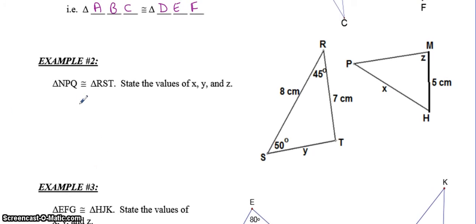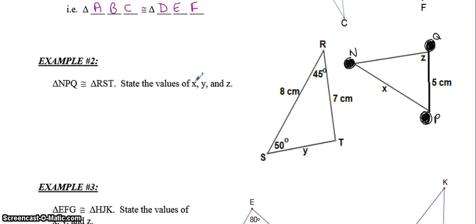Next example, and I'm sorry, you're just going to have to make a little bit of a correction because we have a mistake. So this vertex, instead of it being P, it will be N. This vertex, instead of it being H, it will be P. And this vertex, instead of being M, will be Q.